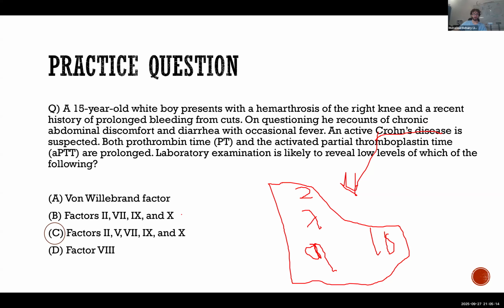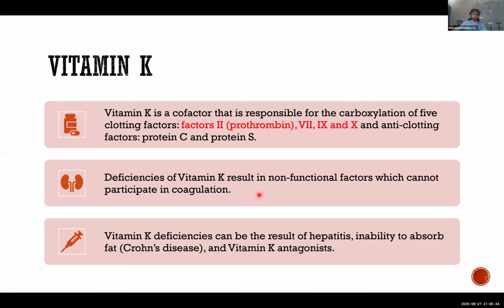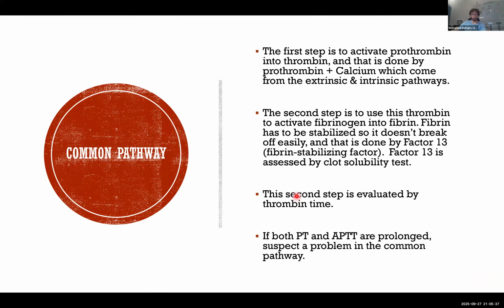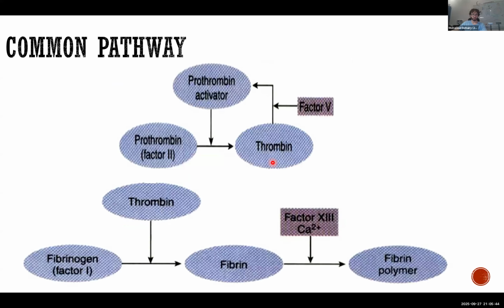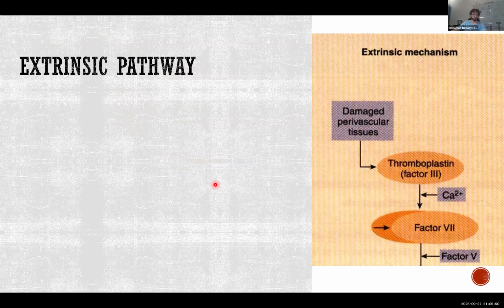So you might be asking, then why isn't B the answer? It's because you have to continue reading the question. They said there is an active Crohn's disease and the PT and APTT are abnormal. PT, APTT are prolonged. Do you guys remember when we said, let me go back to the pointer, what we said here, if both PT and APTT are prolonged, we have a problem in the common pathway. What are the factors in the common pathway? 10, 5, 2, those ones.